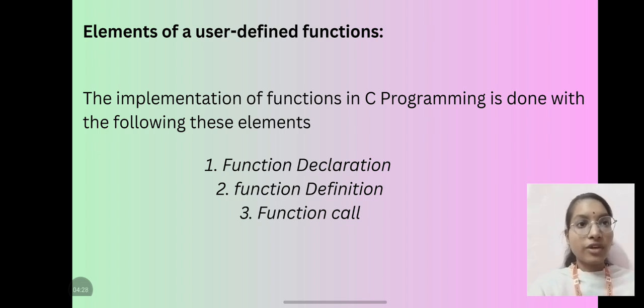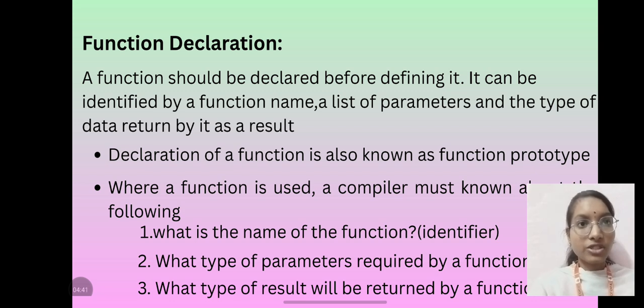Elements of user defined functions. The implementation of functions in a program is done with the following elements: function declaration, function definition, and function call. First, function declaration. A function should be declared before defining it. It can be identified by a function name, a list of parameters, and the type of data returned by it as a result. Declaration of a function is also known as function prototype.